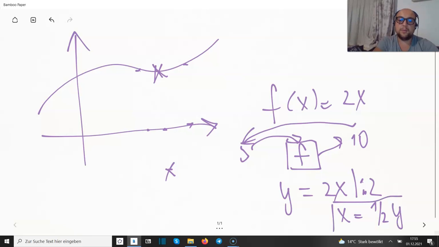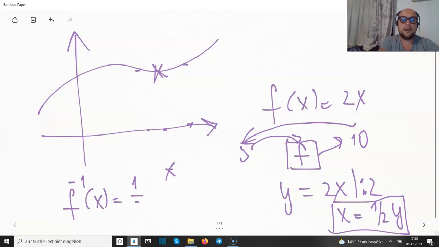So I have to do the opposite. Instead of doubling the values, I have to divide it by 2. So that means, and we notice it, f to the power of minus 1, so this is the notation of the inverse function, is just a half of x.